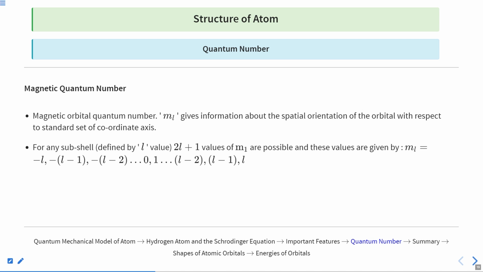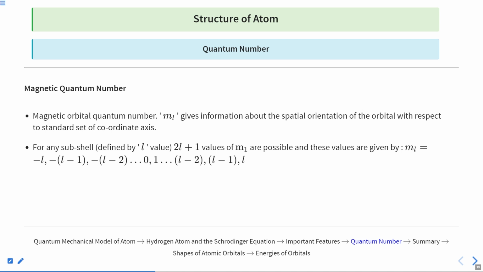For assigning numbers to these orbitals, you will start from minus L to plus L. So if your L value is 0, then you will have only one orbital, with a magnetic quantum number of 0. Next, if your L value is 1, you will start from minus 1 and go to plus 1, so minus 1, 0 and 1. That means 3 orbitals are possible.